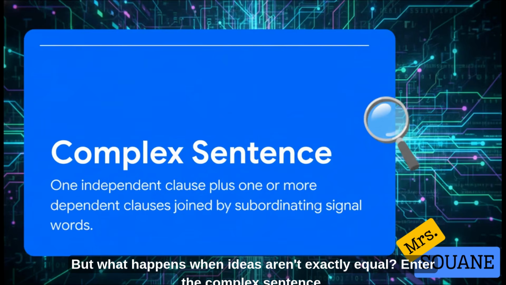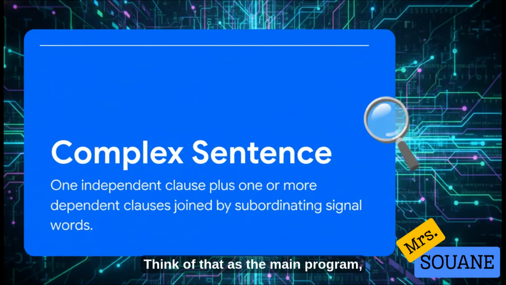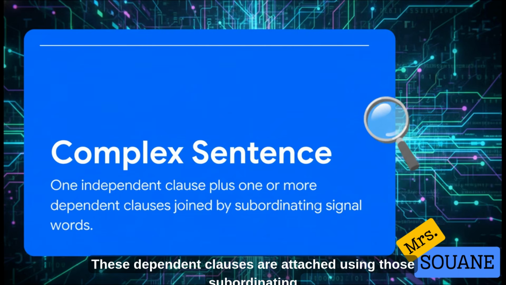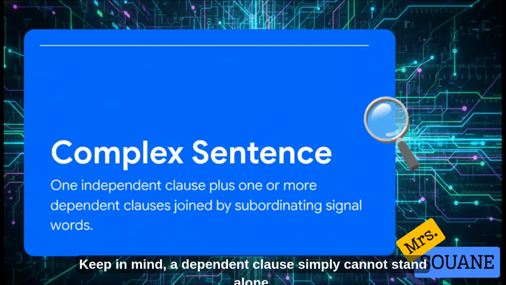But what happens when ideas aren't exactly equal? Enter the complex sentence. A complex sentence contains one independent clause. Think of that as the main program, plus one or more dependent clauses, which are like your nested functions. These dependent clauses are attached using those subordinating signal words we just talked about. Because, although, if, when. Keep in mind, a dependent clause simply cannot stand alone. It absolutely needs the main sentence to run properly.